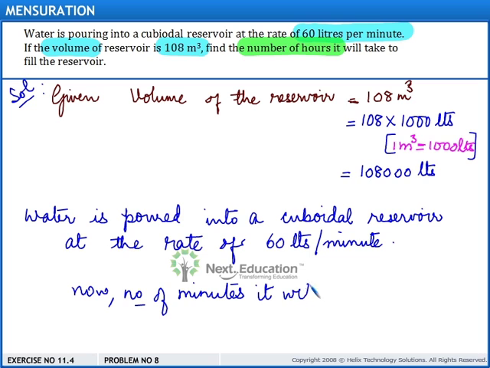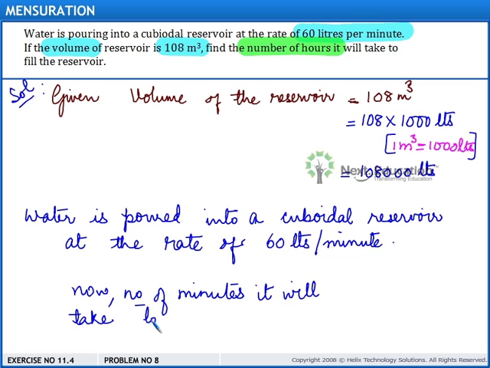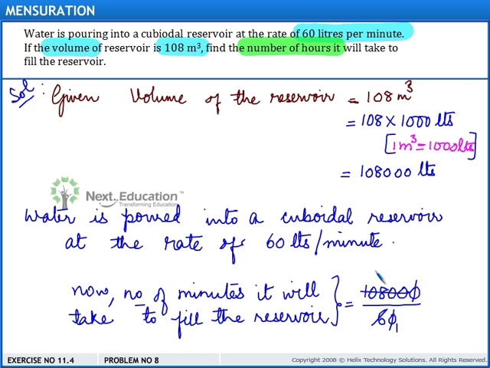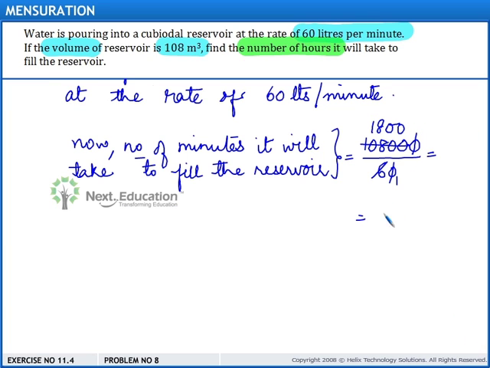We write here, number of minutes it will take to fill the reservoir is equal to the volume, that is 1,08,000 liters upon the rate, which is given as 60 liters. Now on simplification we get 1,800 minutes.